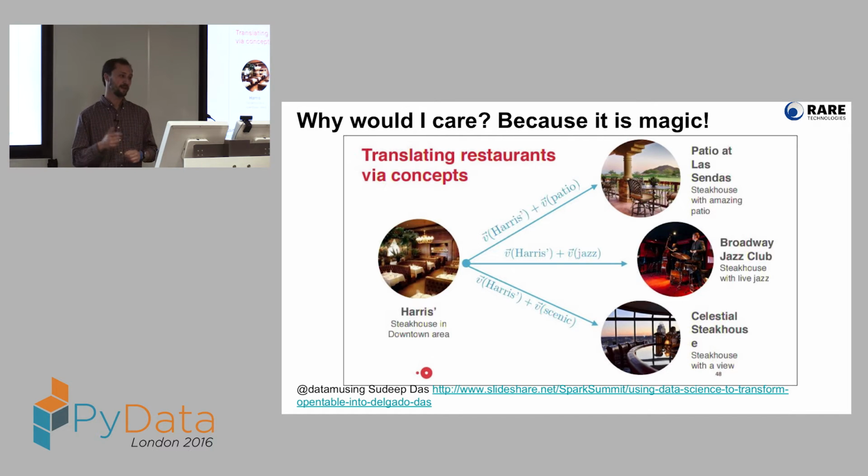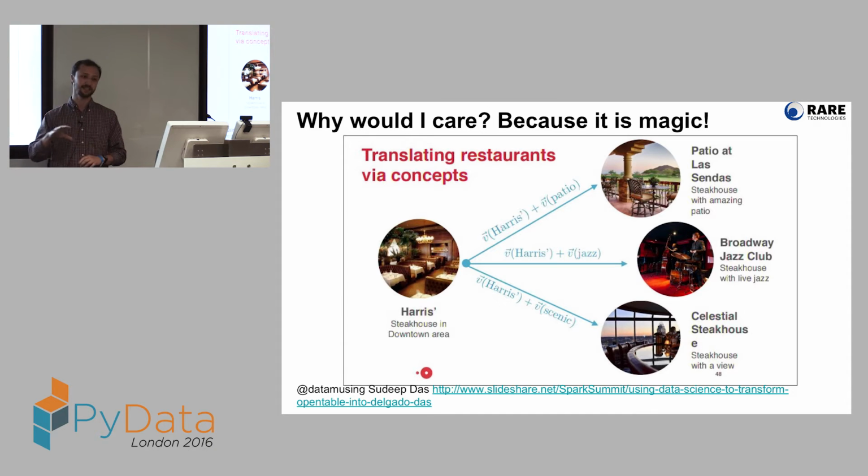Why would anybody care about word embeddings? Why did you come to this talk? So this is the slide that explains the main appeal of them, because it is magic, really. This is a magical example. It's from OpenTable slides. OpenTable is a site of restaurant reviews. They just looked at reviews of different restaurants, and they could do this amazing recommendations.